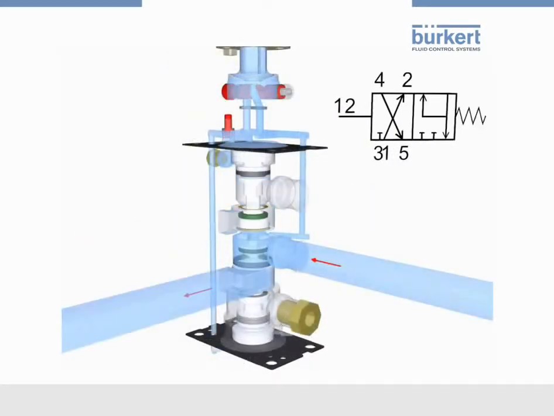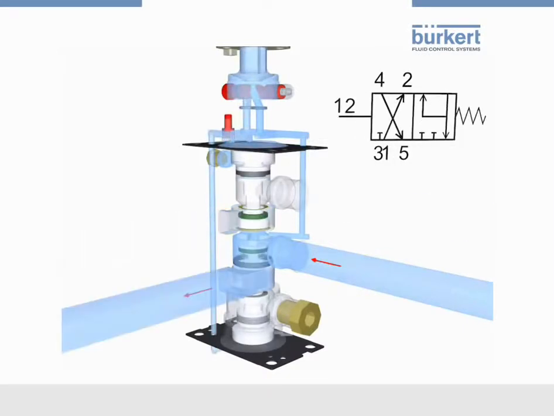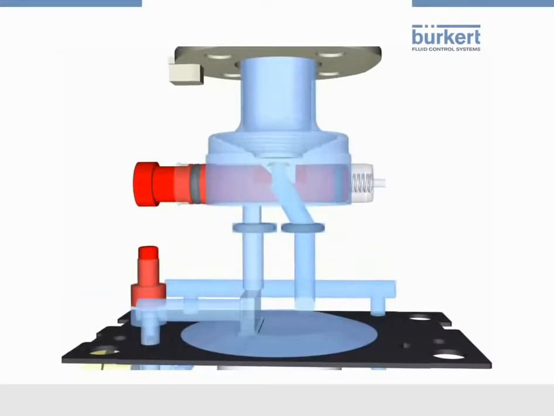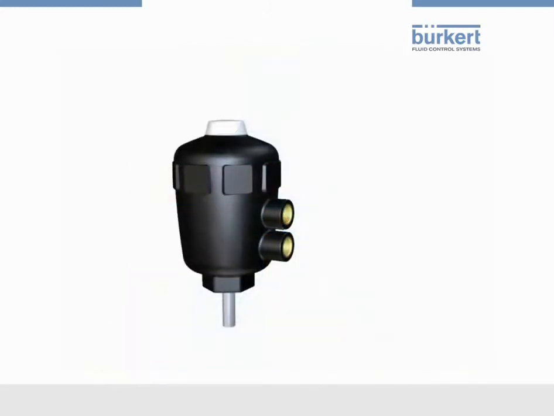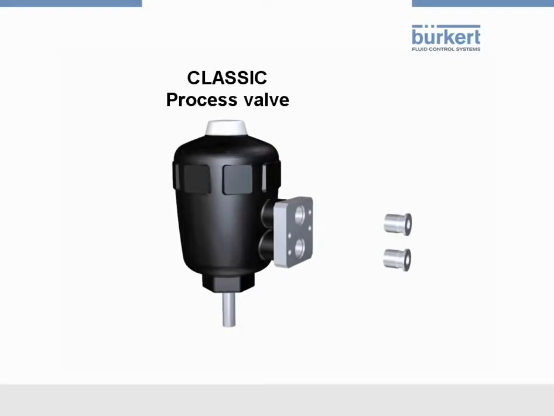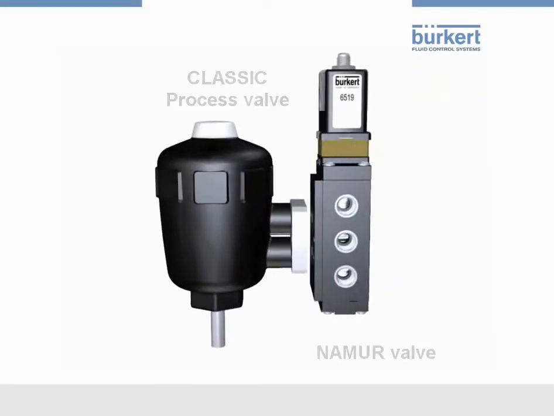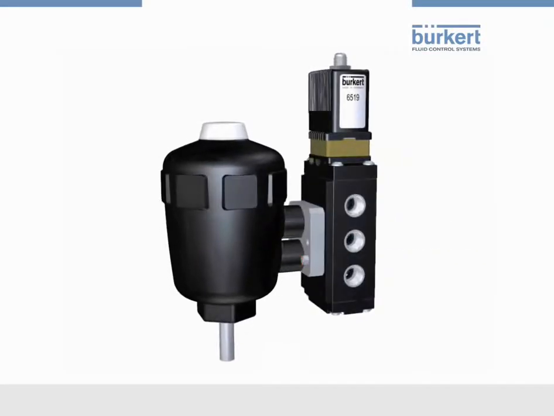The function principle of the d.o.o version is identical to the standard version, so we'll simulate the function of the d.o.o valve directly mounted to the process valve. To mount it on a classic process valve, an adapter plate is mounted between process valve and d.o.o valve. Now, by means of compressed air, the process valve is actuated with a d.o.o valve.